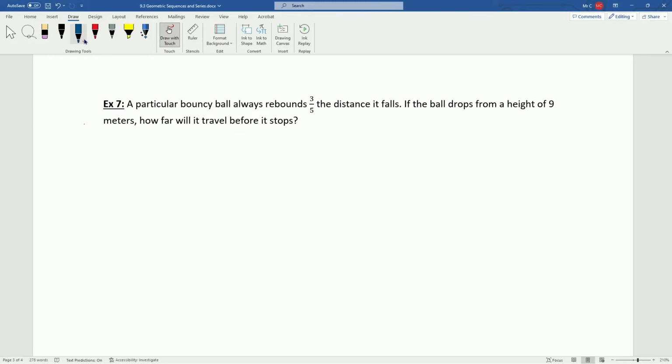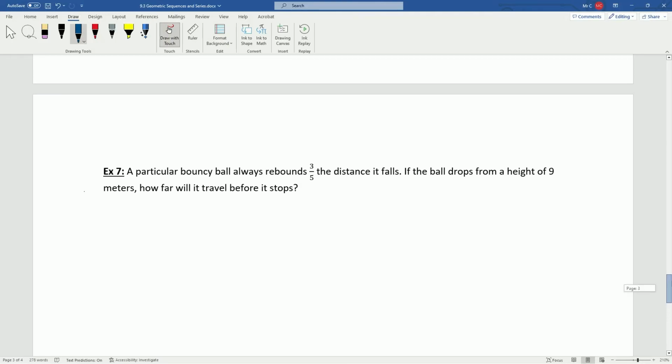So what we're going to do here is assume that this ball actually bounces forever. It doesn't. Eventually, at some point, the forces of friction and gravity overtake this thing and it stops moving. But we're going to model this behavior as if it bounced 3/5 the distance it falls infinitely many times.